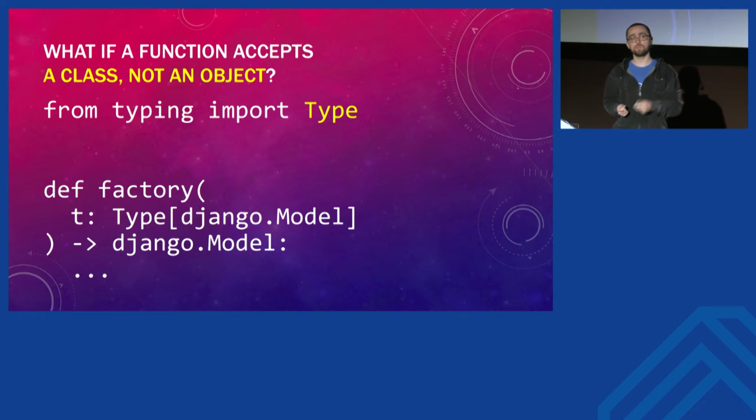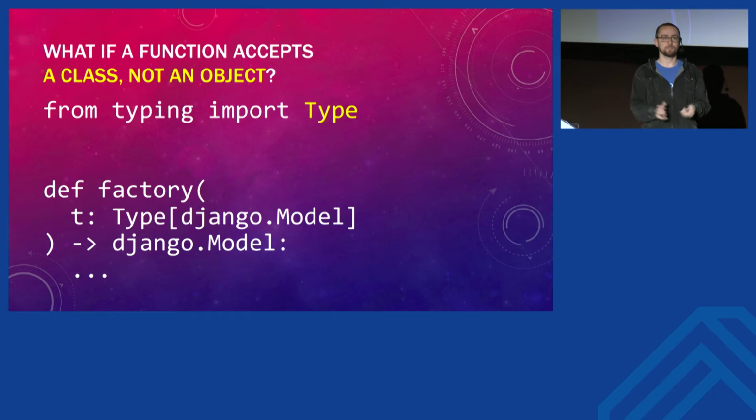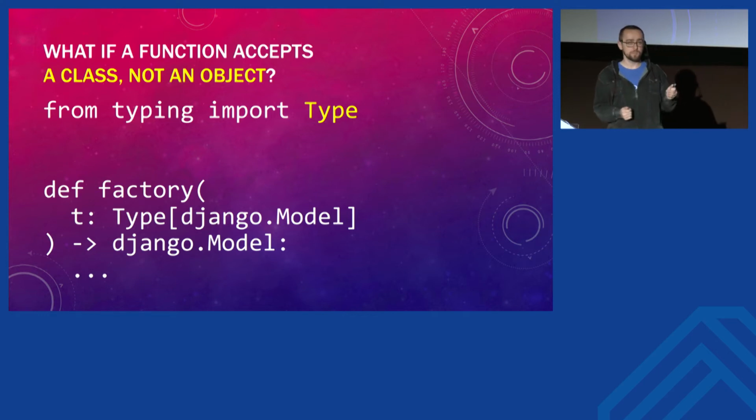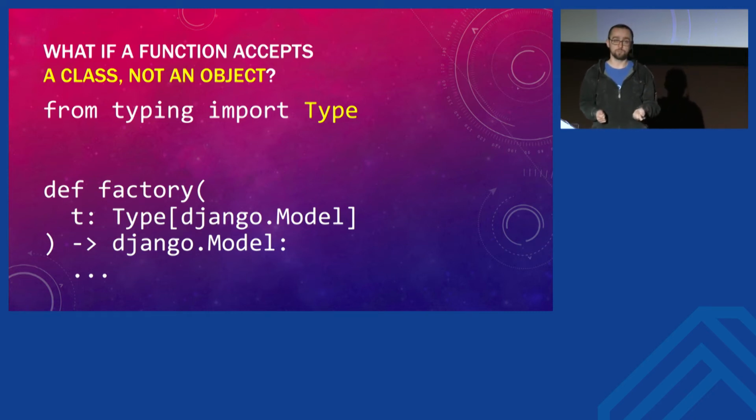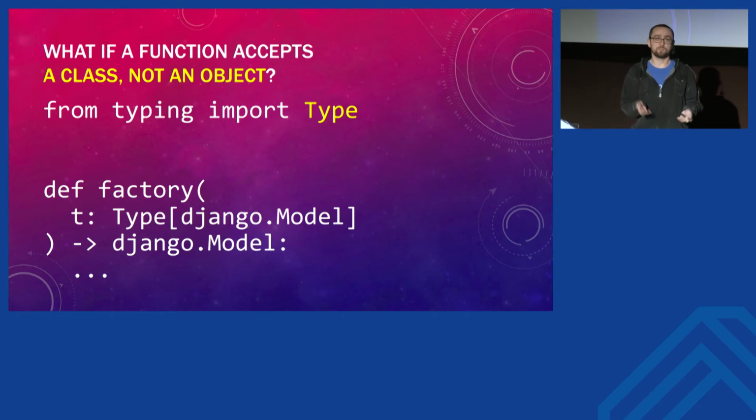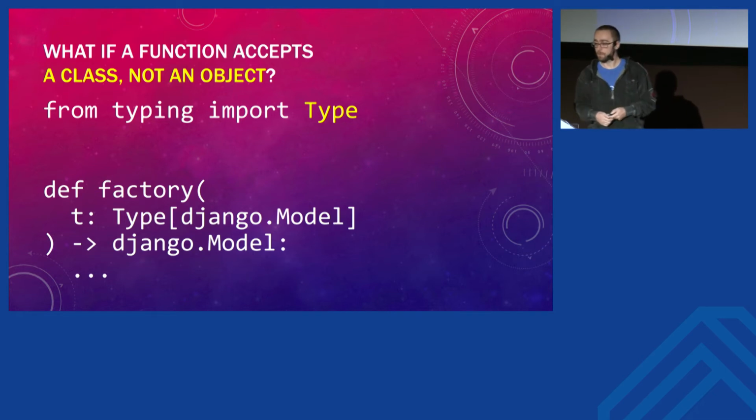If you actually mean, I want a class, because, for example, I'm using a factory and I'm going to use this class to create new objects, then you have to say type of Django model, which literally means the argument is going to be a class. And that type means it's going to either be a Django model or any subclass of it, because that's still compatible, right? Like, you know, the Liskov substitution principle tells us, yeah, subclasses should be fine for this.